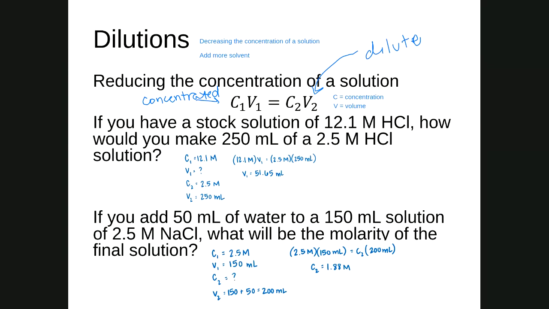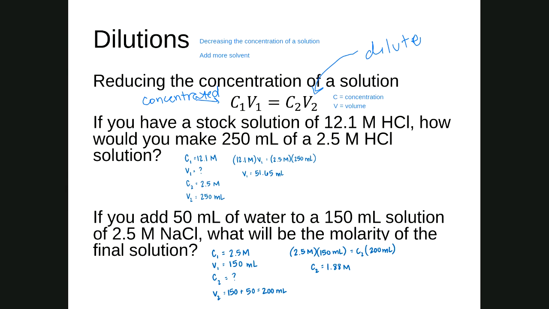So we see that C1, our concentrated solution, is 12.1. How do we know it's more concentrated? It's a higher number. So the higher the molarity, the more concentrated it is. V1 is what we're looking for. We're trying to figure out how much of that 12.1 molar solution we need in order for it to become a new solution. So our goal concentration is 2.5 molar, and we want our new solution to be 250 milliliters.